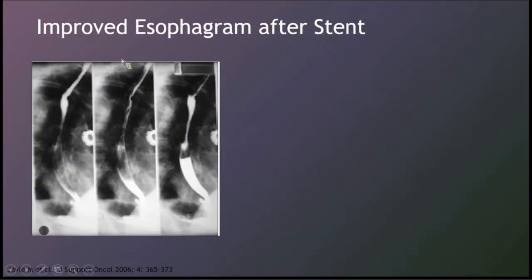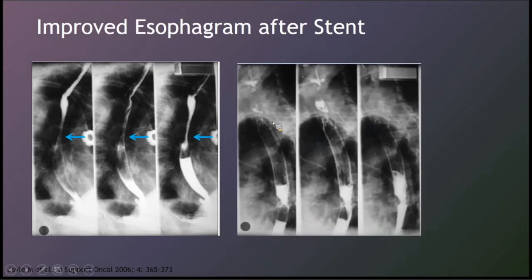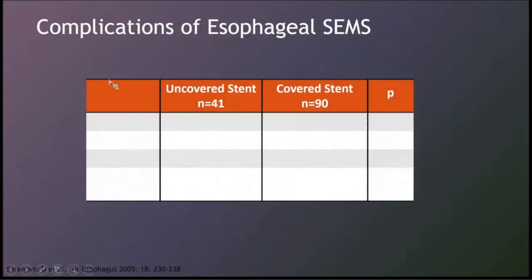Here's an esophagram in a patient who's got a squamous carcinoma of the esophagus. Normal upper esophagus here, you can see a narrowed irregular lumen right in the middle, and then a normal distal esophagus. And after the stent is placed, you can see where the arrows are, now that lumen is wide open. It's this long, wide bridge here, and now contrast flows in pretty easily.